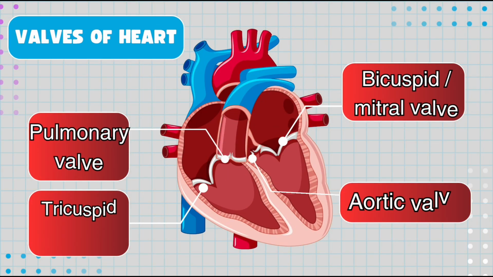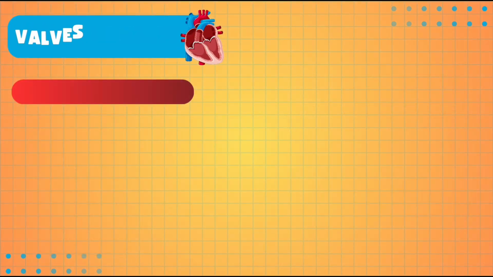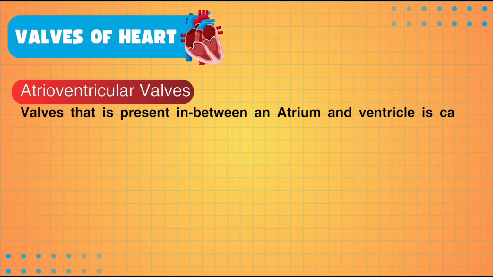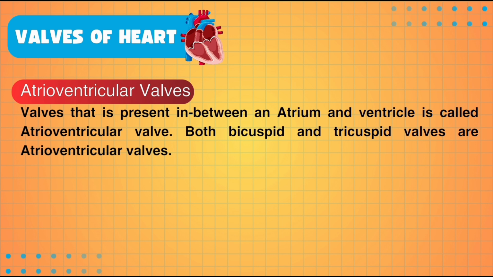Valves of heart. Inside the heart there are four valves: pulmonary valve, aortic valve, bicuspid valve, also known as the mitral valve, and the tricuspid valve. Atrioventricular valves. Valves that are present in between the atrium and ventricle are called atrioventricular valves. Both bicuspid and tricuspid valves are atrioventricular valves.